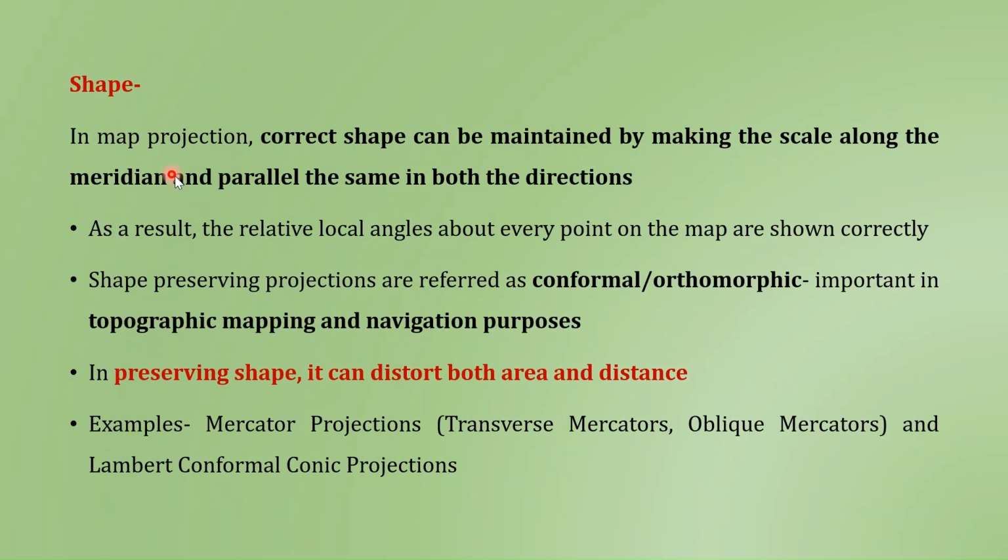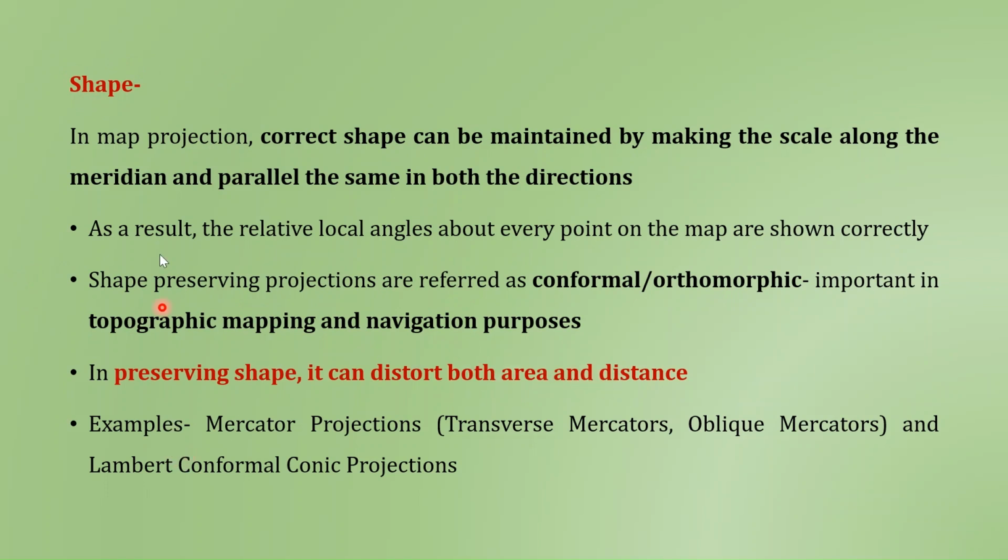Next, we have the shape. In map projection, the correct shape can be maintained by making the scale along the meridian and parallel the same in both directions. As a result, the relative local angles about every point on the map are shown correctly. The projections which preserve the shape are referred to as the conformal or the orthomorphic projection, and these are mainly important in topographic mapping and navigation. While preserving the shape, it can distort both area and distance.